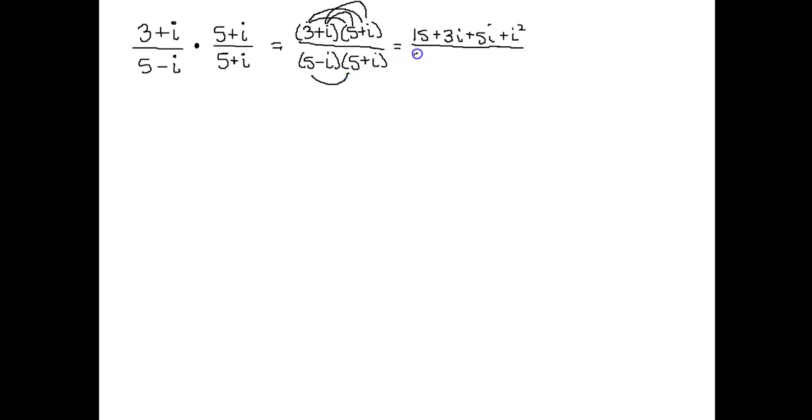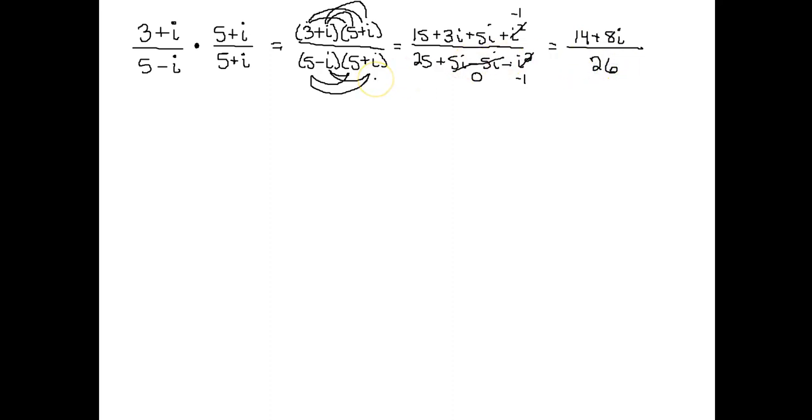Denominator, I got 25. Here's where you'll see how this works out. Plus 5i, minus 5i, minus i squared. Remember, i squared is the same thing as negative 1. So in the numerator, I've got 15 minus 1 or 14, plus 3i plus 5i is 8i. Denominator, plus 5i minus 5i goes to 0. And then 25 minus negative 1 becomes 25 plus 1, or 26.